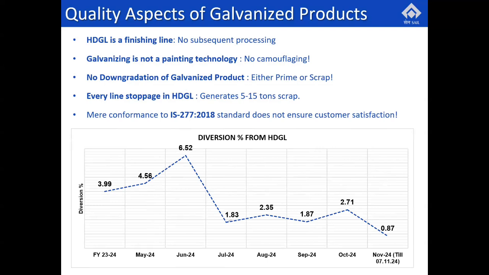In galvanized products, we don't have any downgradation possible. In CR, we have a thing called CR1 SD, the downgraded CR product. In galvanizing, it is either prime or scrap.